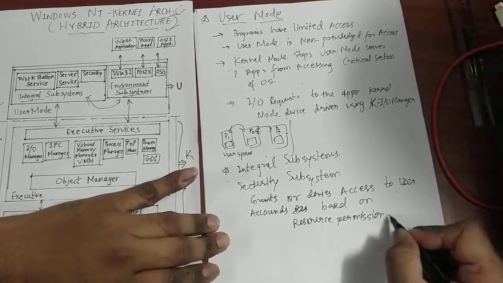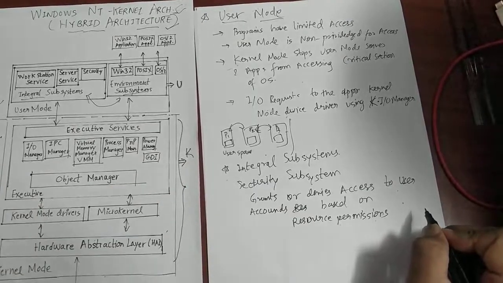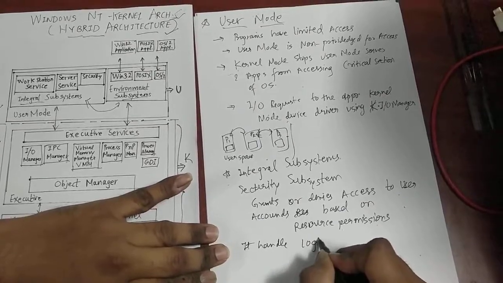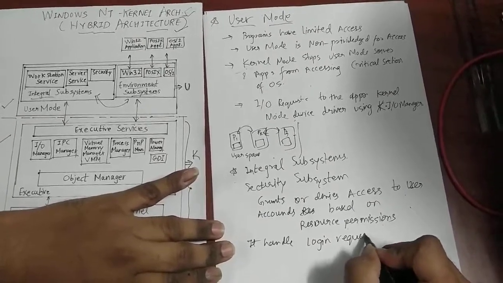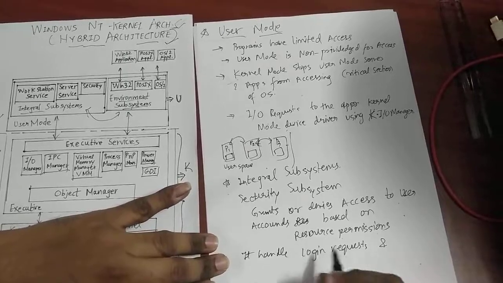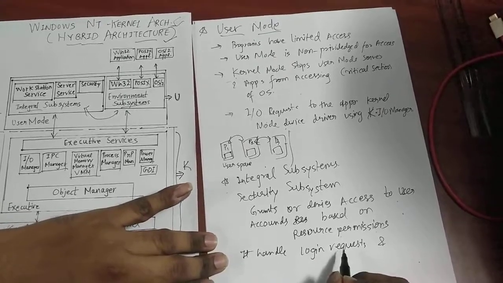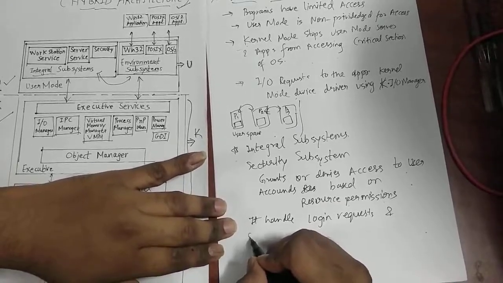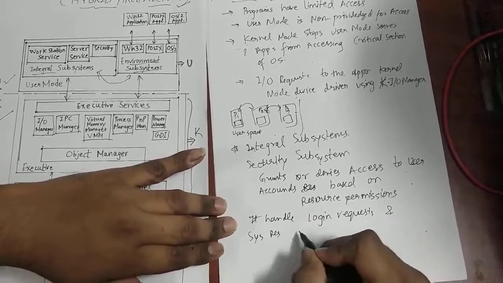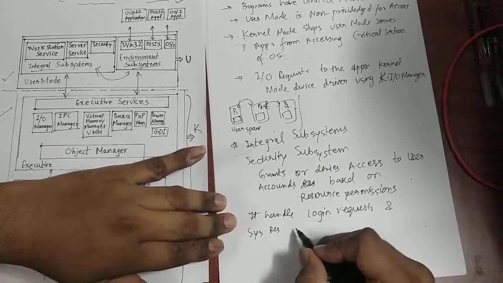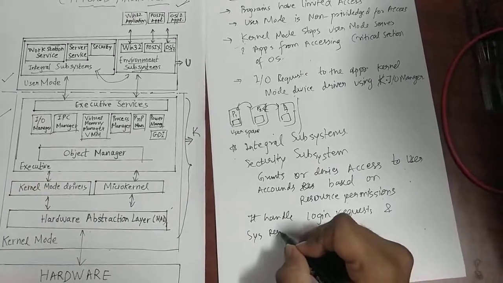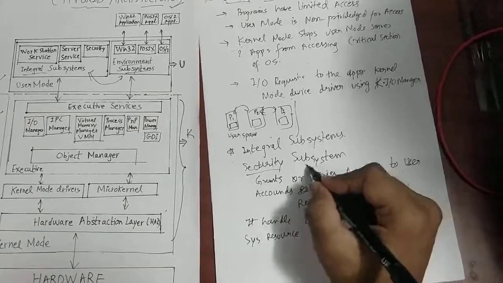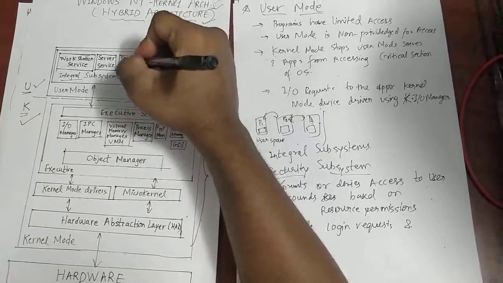Because these permissions will be granted from the kernel itself. And it also handles login requests and initiates login authentication for any particular user, and it also determines which system resources need to be allocated to a particular user. So this is the security subsystem, this box.